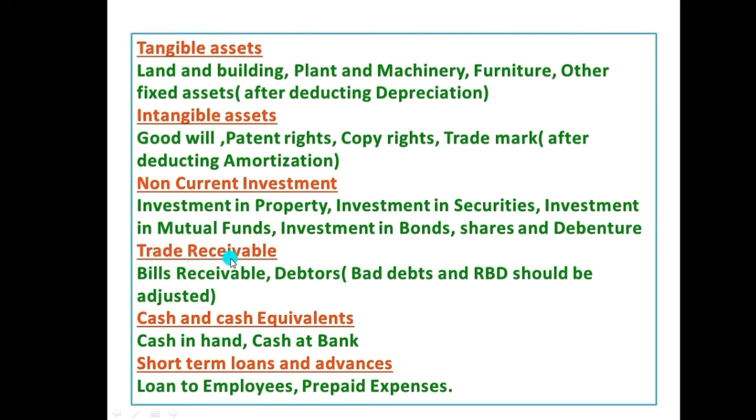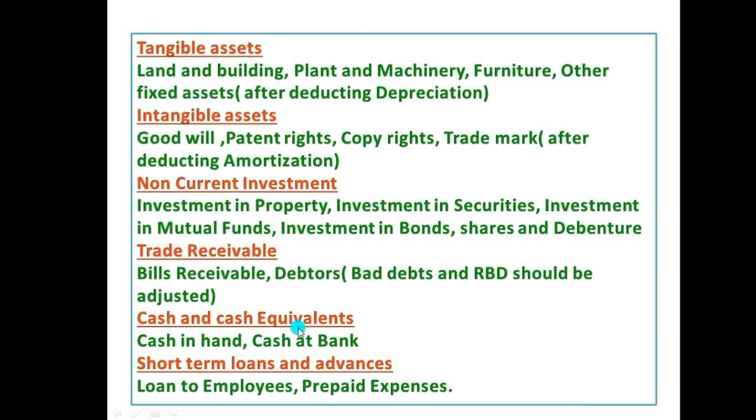Next is trade receivable. Under trade receivable, we need to open the working note and we should record bills receivable, debtors, bad debts and RBD should be adjusted. After adjusting RBD and bad debts, only the net amount we should record under trade receivable. So after the total here, the total amount we should record in the balance sheet.